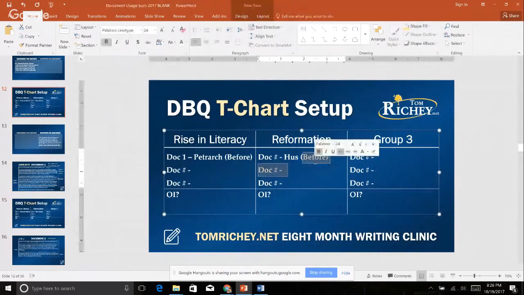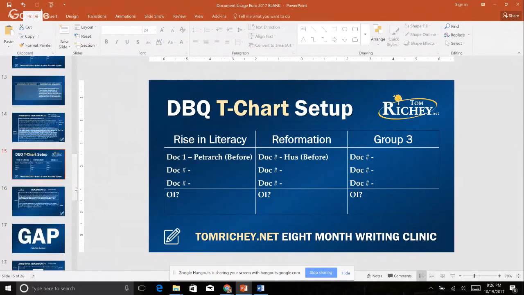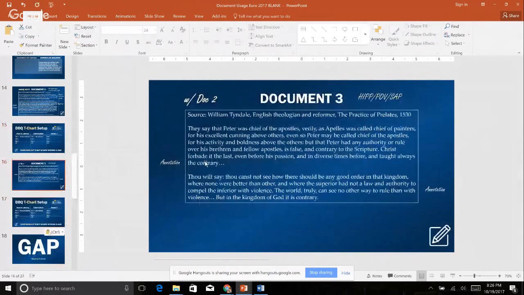So as far as this goes, what we've got here is another Reformation document. Okay. So we're going to note that. All right. And so we see here we've got with document 2. So we can see that these are going to both be Reformation documents.